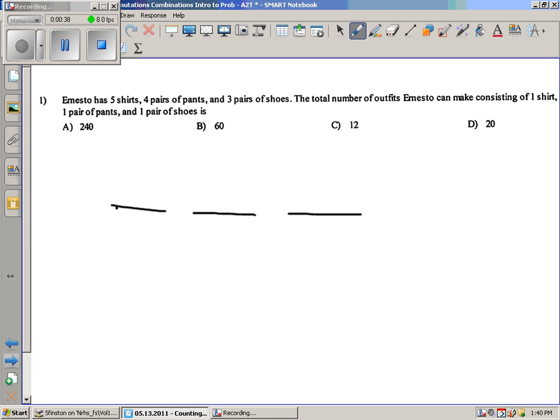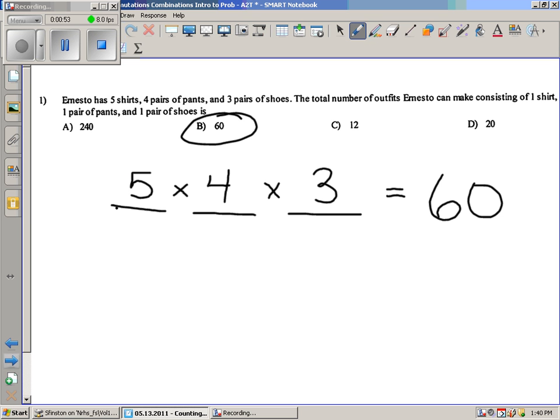3 slots. 1 for shirts, 1 for pants, 1 for shoes. 5 choices for a shirt, times 4 different pairs of pants, times 3 pairs of shoes. What do we got? 60. You did this in 9th grade. You're good with this? Excellent. That's the only time we're going to do it now. I'm going to expect that you know it.